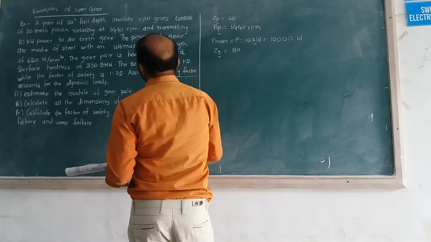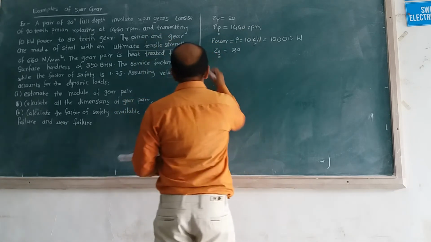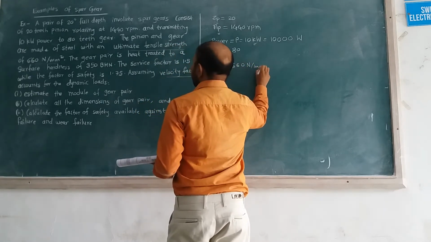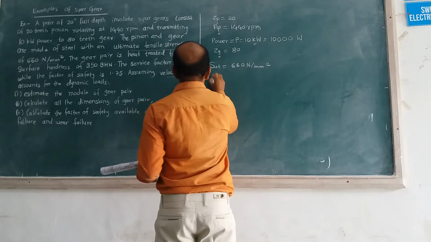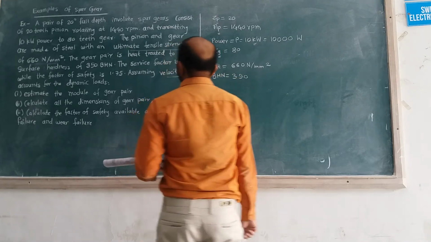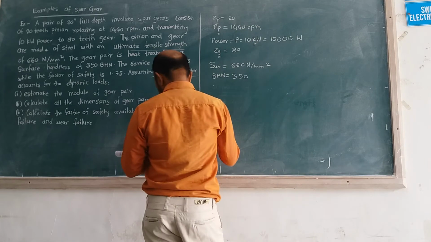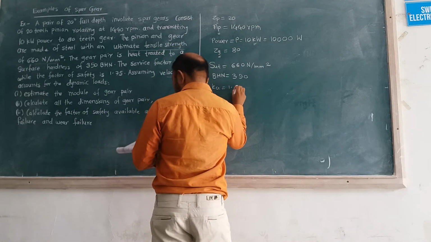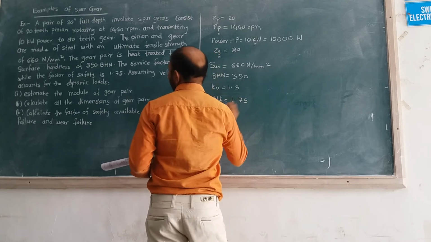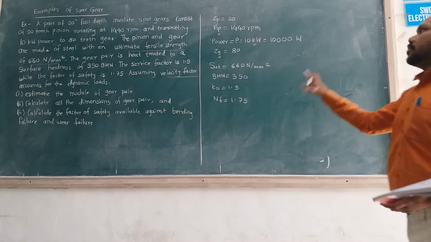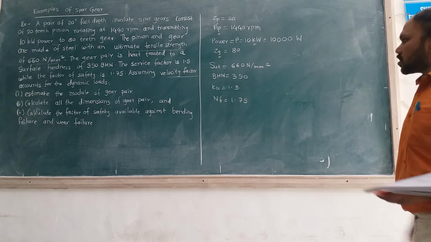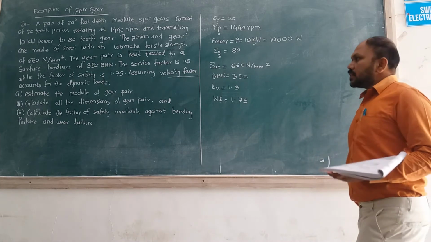The pinion and gear are made of steel. Ultimate tensile strength, that is SUT, is equal to 660 Newton per mm square. The Bhn value is given, that is 350 Bhn. The service factor, that is Ka, is equal to 1.5. Factor of safety NF is 1.75. So these are the values available: Zp, Np, power, Zg, ultimate tensile strength, Bhn value, service factor, and factor of safety. All these terms are available.